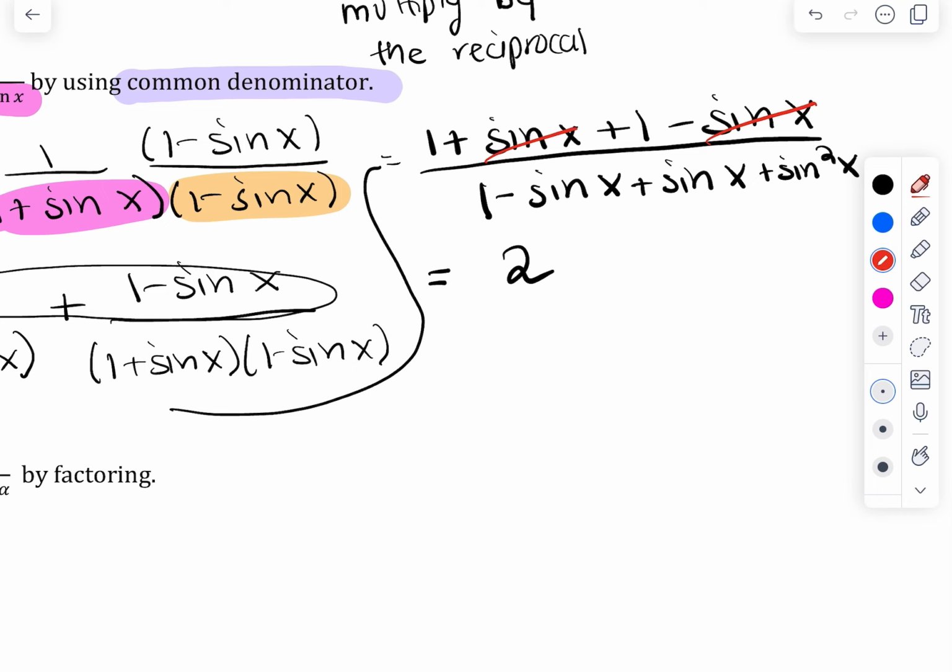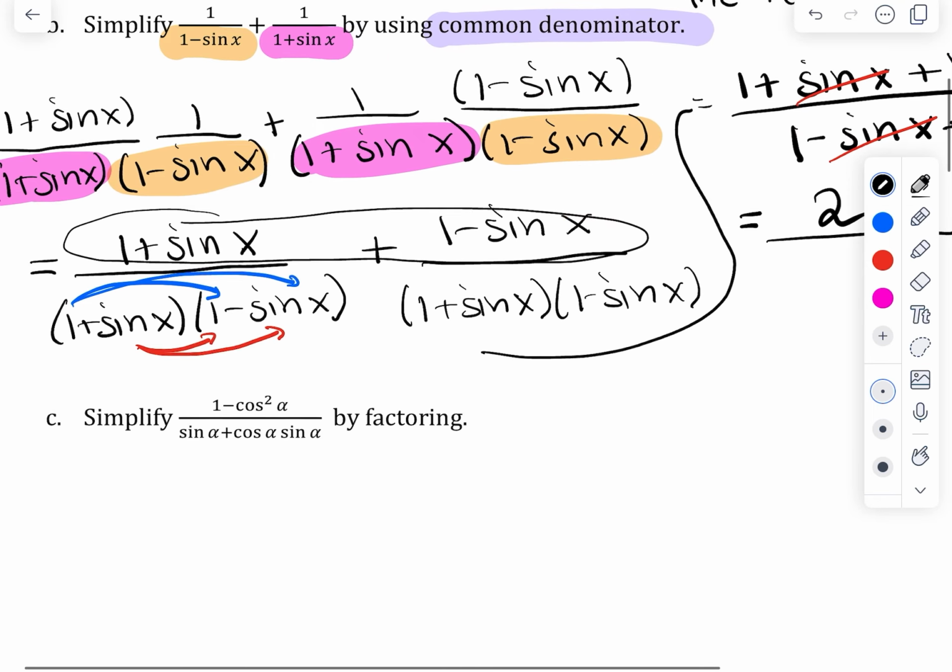So they actually cancel each other out because one's positive and one's negative, and they're the same. In the bottom, I have 1, a negative sine x and a positive sine x. So again, they cancel each other out. And then I have a sine squared x. But remember here, I'm going to have 1.